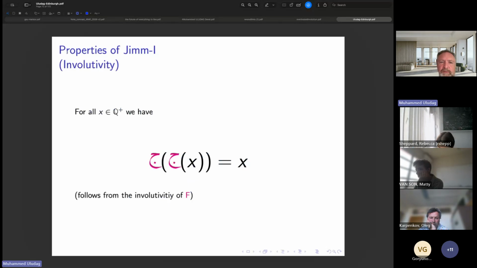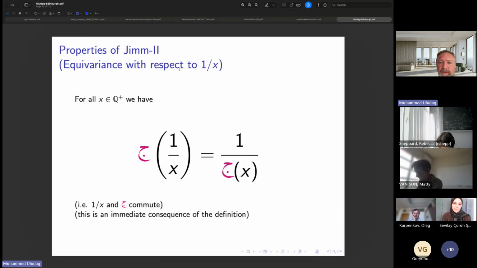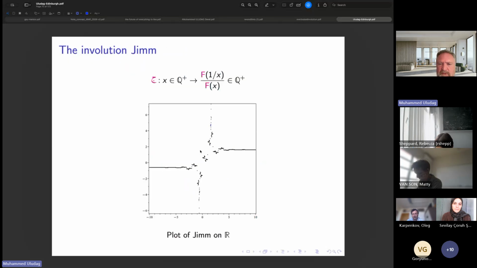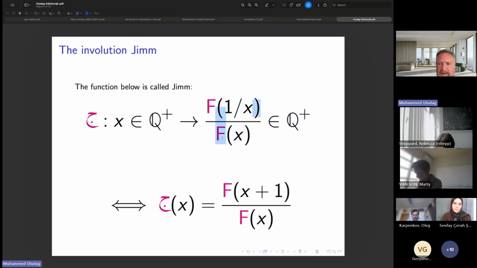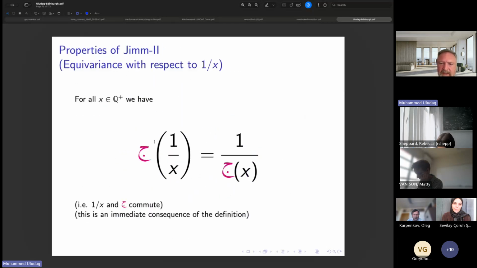So what about the properties of this function? First of all, as I said, it is involutive, and it can be shown by using the involutivity identity of the conominator function. It is equivariant with respect to the operator 1/x. That is to say, Gym(1/x) equals 1/Gym(x). Although this appears complicated, it's a direct result of the definition here. If Gym is defined like this, then we always have this commutation identity or equivariance identity.